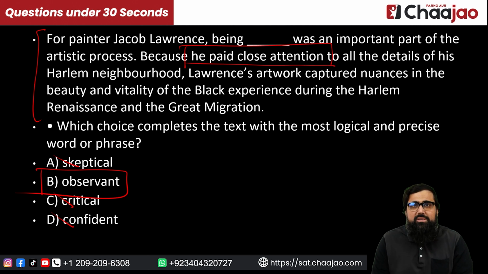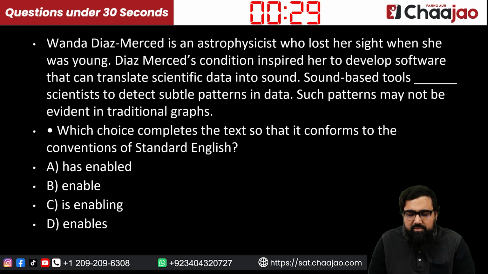Now the next question type that I have for you guys is standard English conventions. There are many topics that you have for standard English conventions. I'll be discussing only one over here just to show you guys that we can take it and solve it in 30 seconds, right? So let's look at the question. It says, Wanda is an astrophysicist who lost her sight when she was young.